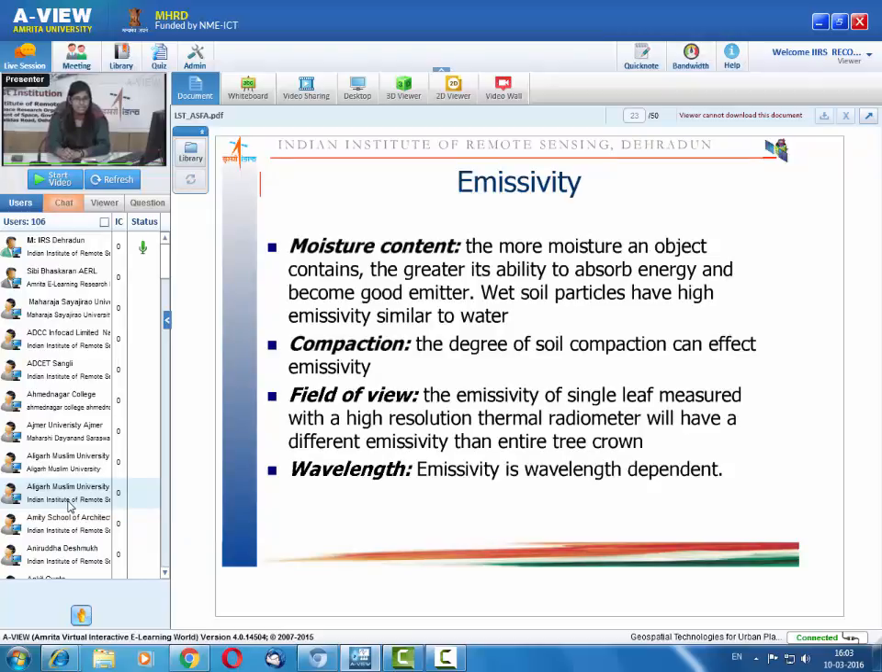Moisture content: the more moisture an object has, the greater its ability to absorb and become a very good emitter. So a moist soil will have good emissivity. Then compaction, the degree of compaction, and the field of view: the emissivity of a single leaf will be different from that of a bunch of leaves. And obviously it is wavelength dependent. Emissivity is absolutely wavelength dependent.